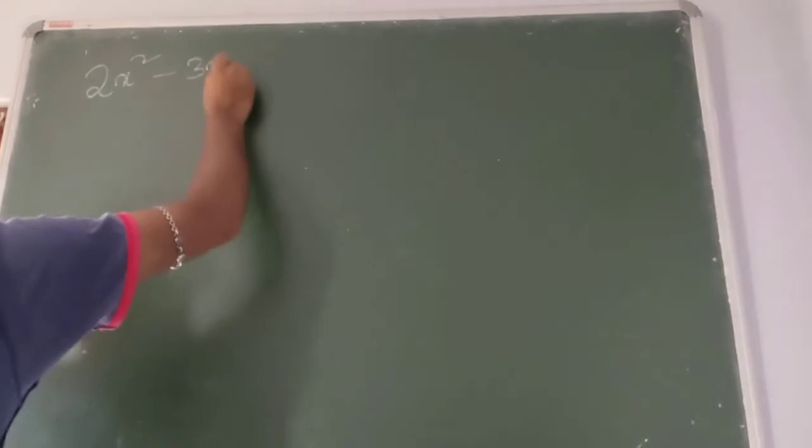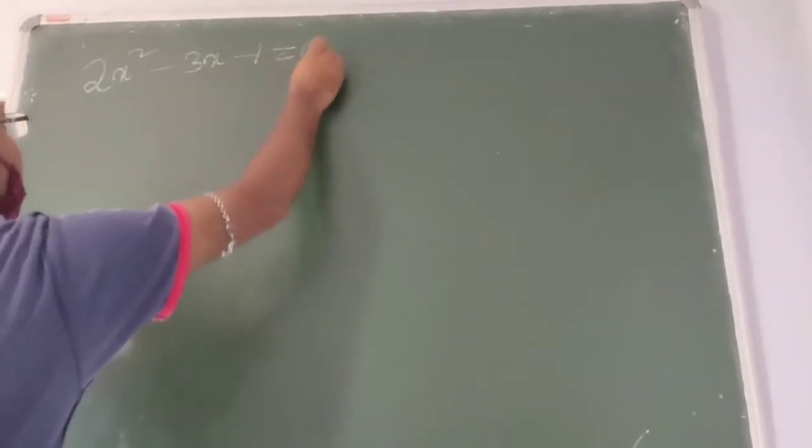Now, next number is, which one? I said, question number 3. 2x square minus 3x minus 1 equal to 0. Now, always I have to remember that the first term I have to make it square.